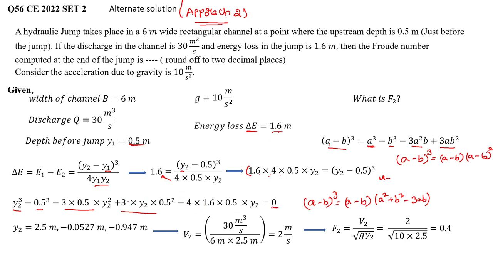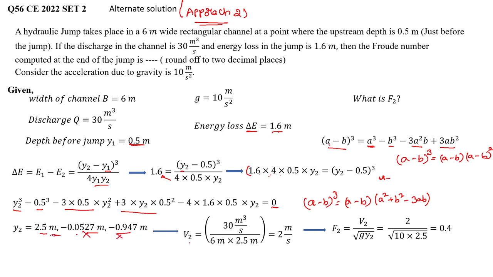This particular equation is difficult to solve by hand, so one can use a calculator, or there is a methodology to estimate the roots. If we estimate the roots, we get three roots that satisfy this equation. One is 2.5 meters, another is 0.0527, another is 0.0947. But depth cannot be negative, so we can neglect these two. So the final depth is 2.5 meters.